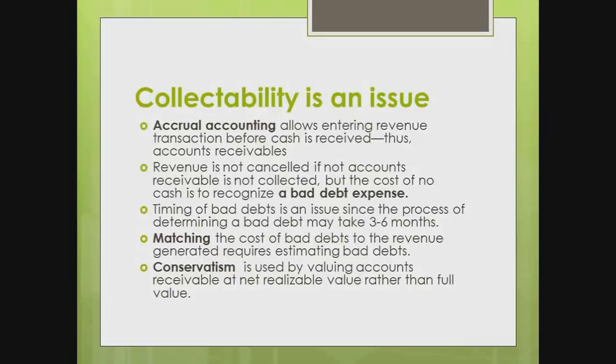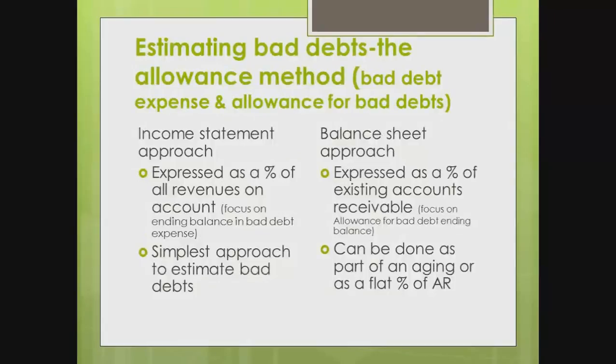Conservatism is another concept we're using, where accounts receivable is going to be recorded at less than 100%. The net realizable value is what we think we're going to collect, so if you have a choice of two different values for an asset, we pick the lower of the two. Estimating bad debts is no mean feat.